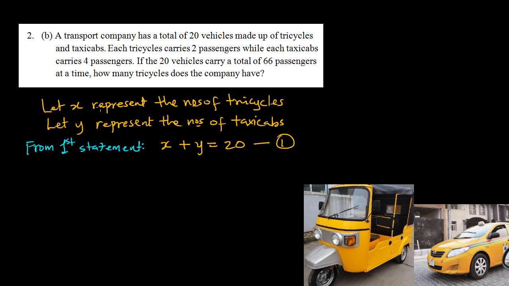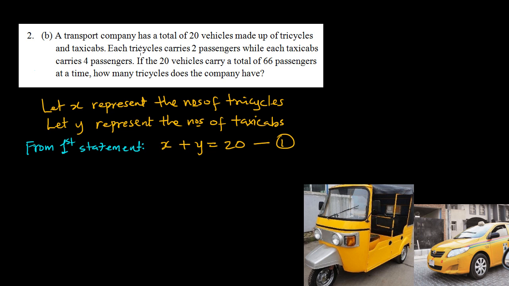We'll say let the number of tricycles be X and the number of taxicabs be Y. So by the time we add this together, this gives us 20. Now let's go to the second sentence. This says each tricycle carries 2 passengers while each taxicab carries 4 passengers. If the 20 vehicles carry a total of 66 passengers at a time, how many tricycles does the company have?